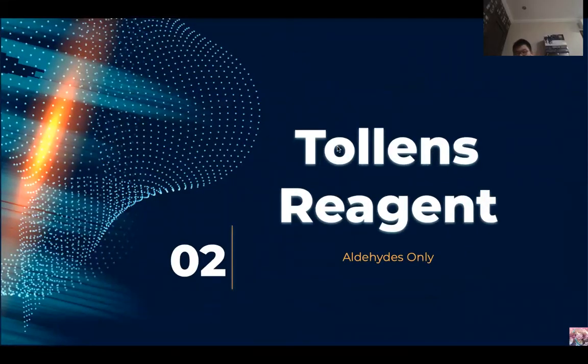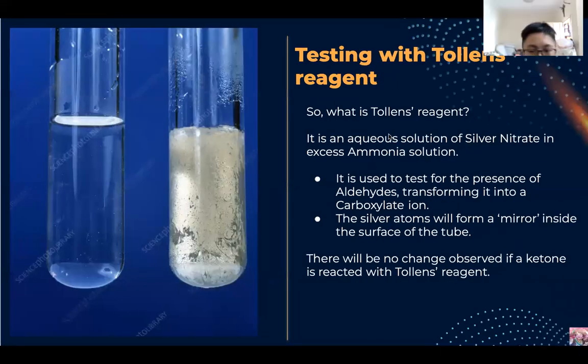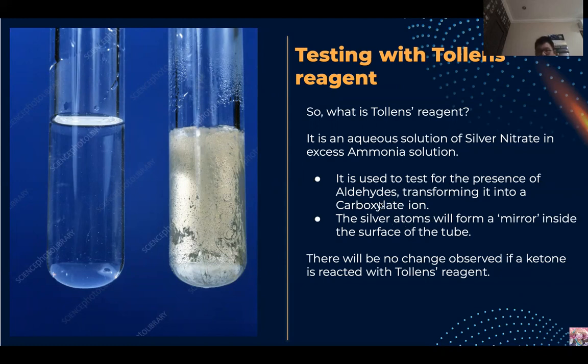The second reagent is Tollens reagent, which is used for aldehydes only. So what is Tollens reagent? It is an aqueous solution of silver nitrate and excess ammonia solution. It is used to test for the presence of aldehydes, transforming them into carboxylate ions. The silver atoms will form a mirror on the inside surface of the tube. There will be no change observed if a ketone is reacted with Tollens reagent. In the picture at the left side, you can see the positive and the negative reactions.